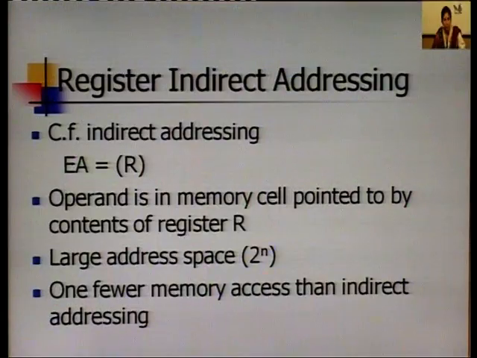Register indirect addressing mode: the effective address is equal to R. It means we need no calculation. Directly we can access the register that is given in the address location, and the operand is in the memory cell pointed to by the contents of register R. It has a larger address space, that is 2 raised to the power n, and one fewer memory access than indirect addressing.